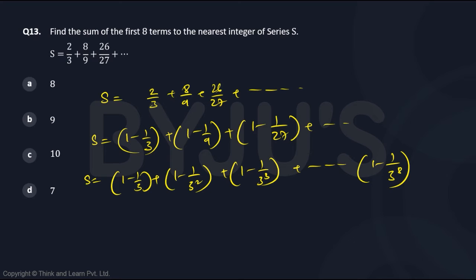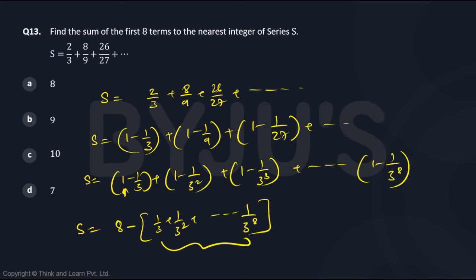Now if you want to add these 8 terms, S will be equal to, there are going to be 8 ones, so that is 8 minus 1 by 3 plus 1 by 3 square up to 1 by 3 power 8. So this is a geometric progression. You can find the sum of this.